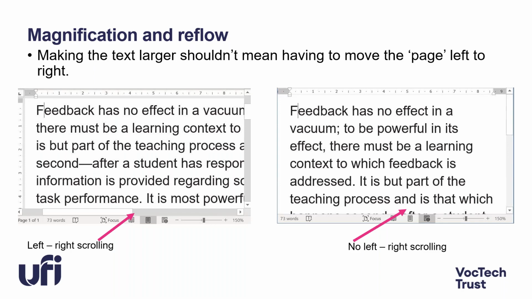If you look at these two screenshots, on the left-hand side, we've got that feedback document again. And you see there's the left-right scroll bar, which is shown where the pink arrow is. So if you make it larger in a Word document, this is what happens. You have to move your text left and right. If you were using Microsoft Word and you want to be able to read it without having to do this, go to View and then click on Web View and then make it bigger. You can go up to huge amounts of magnification and the words wrap inside the screen.